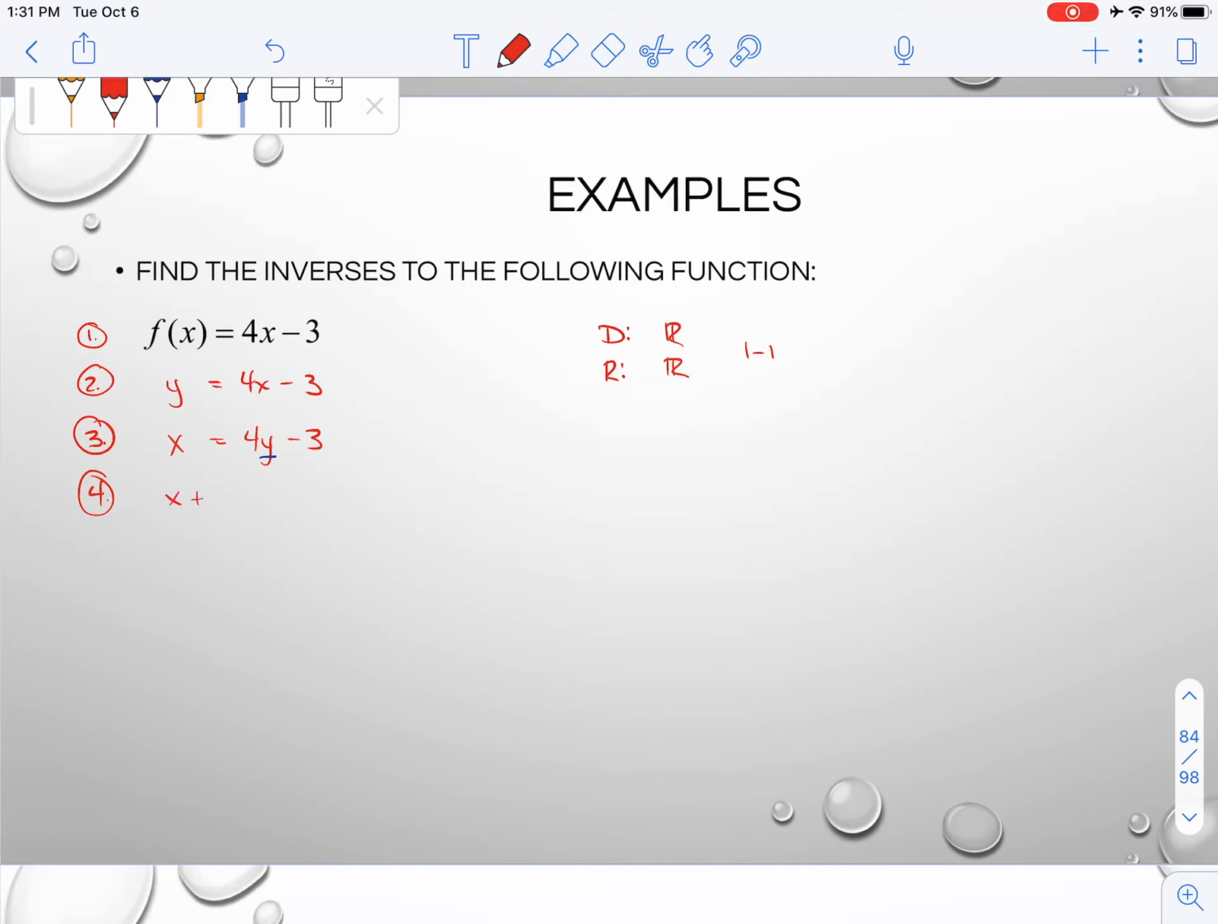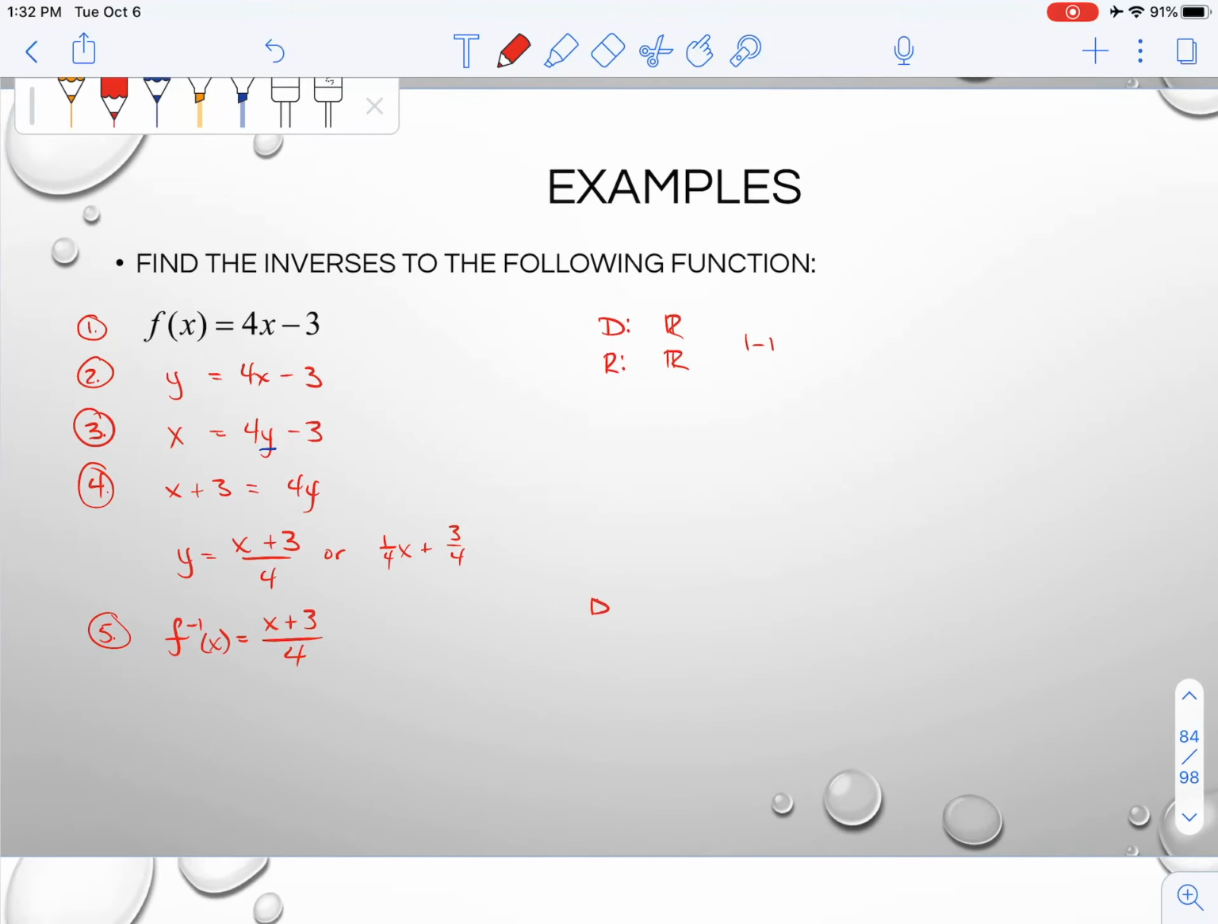So I'm going to add 3 to both sides, giving me x plus 3 equals 4y. And then I'm going to divide everything by 4. I'm going to have x plus 3, divided by 4 rather, equals y. Or I could write that as 1/4 x plus 3/4, which makes more sense to us in terms of graphing. But I can tell you that this first way that I wrote it, where we had f inverse of x equals x plus 3 over 4, is actually going to be a little bit nicer for us in terms of verifying inverses.